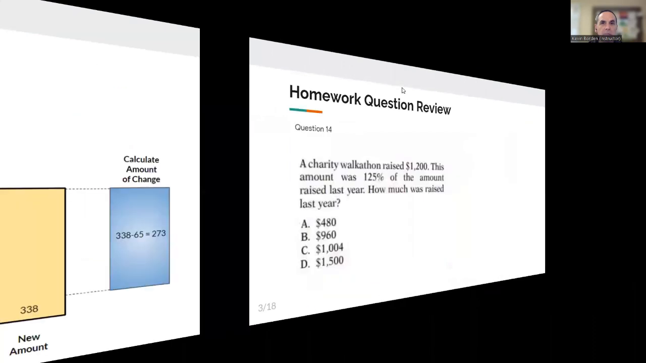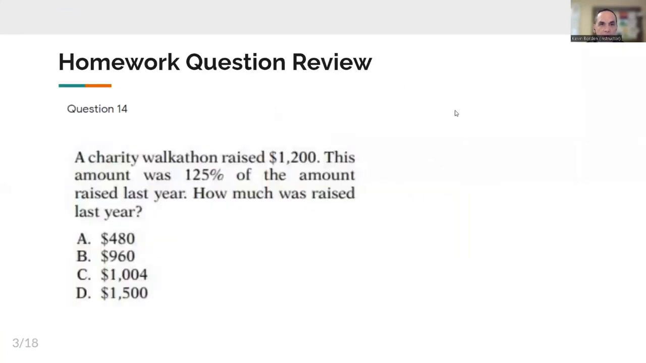Next problem. A charity walkathon raised $1,200. This amount was 125% of the amount raised last year. How much was raised last year? So what we have to figure out in this case is the is and the of. Let's write that formula: is over of equals percent over 100.